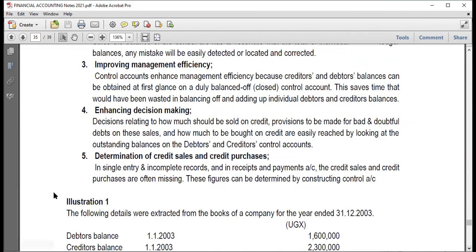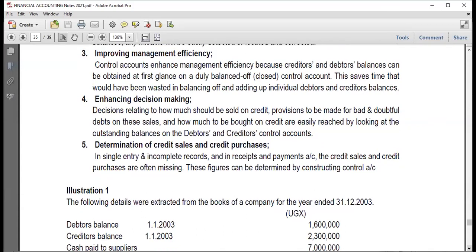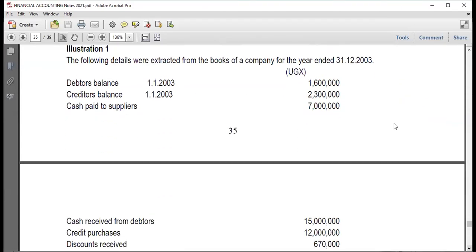And then lastly, they can also help us to determine the credit sales and credit purchases when it comes to single entry and incomplete records, okay? In the next class, we are going to study single entry and incomplete records to help you understand how we apply this within those respective cases, okay? So be prepared for that. But otherwise, nice having you for this class.